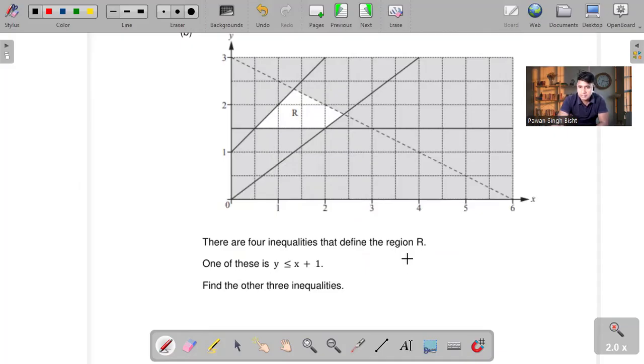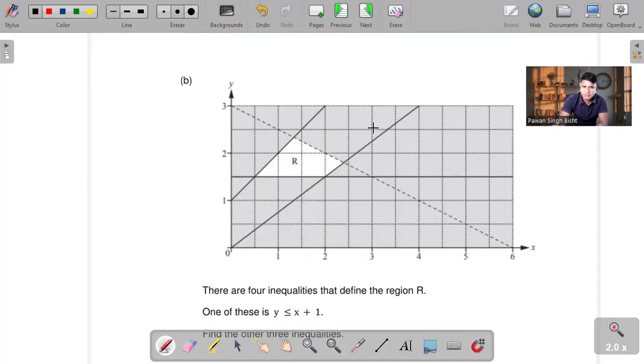It means the inequality that represents it has only a less than sign, not greater than, because the region R is below it, right? So you need to see which portion is there. The portion is below this line, above this line, below this line, and above this line. This is my region R.